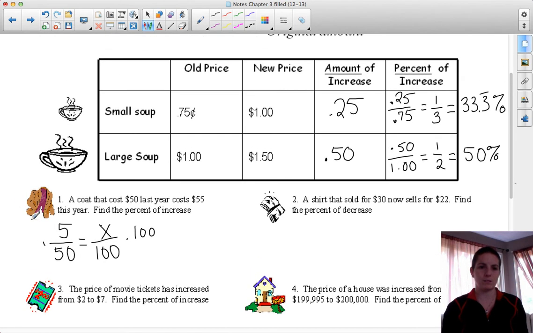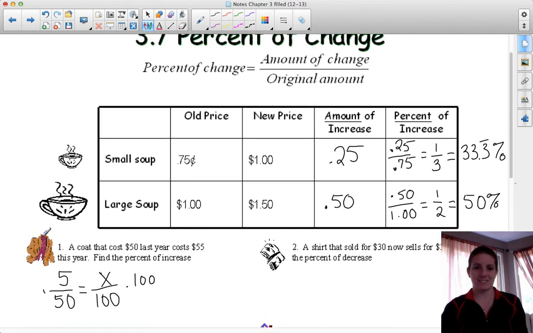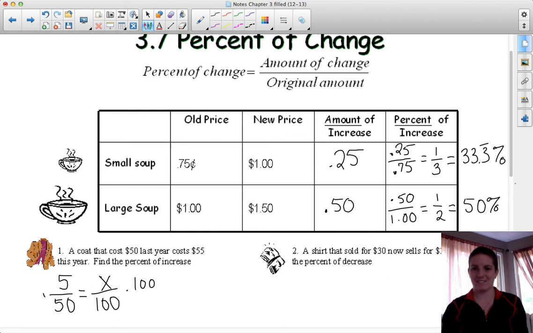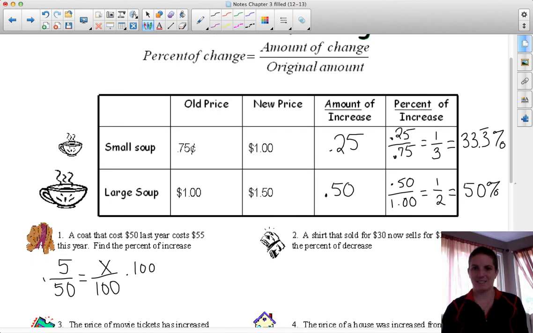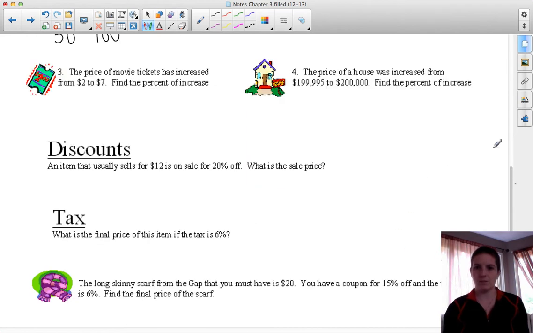Oh, I pushed too many buttons. Stop moving. There we go. Too far.